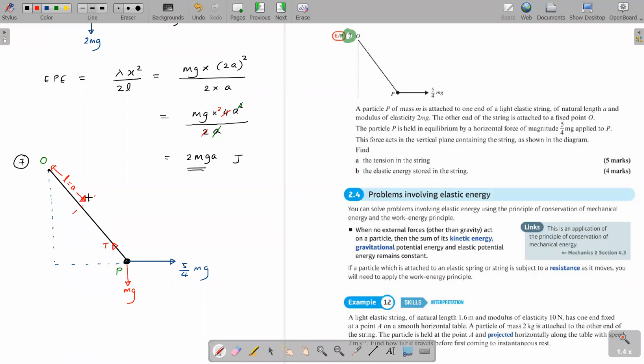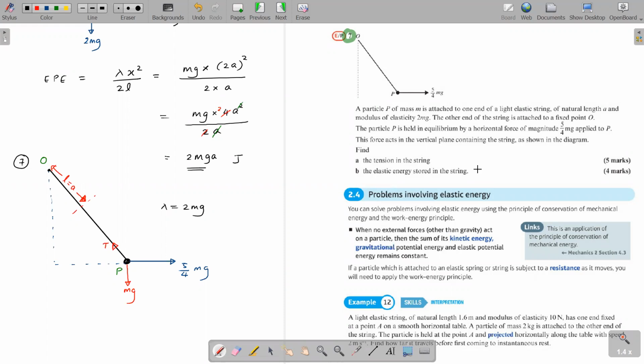Okay, natural length of this particular string is A. So this remaining part is the extension. Okay, and they say the lambda value, the modulus of elasticity, lambda is 2 mg.